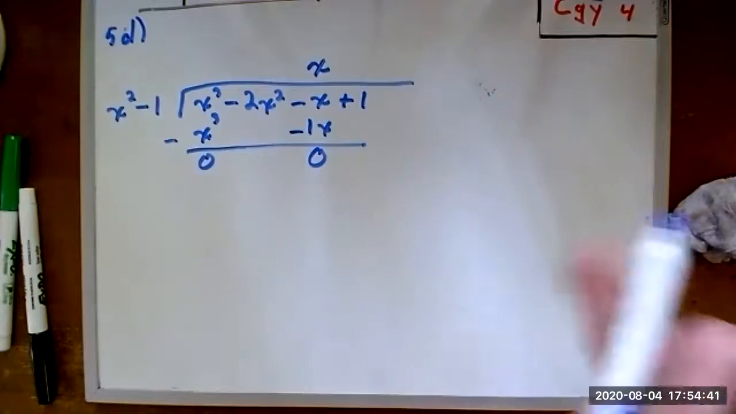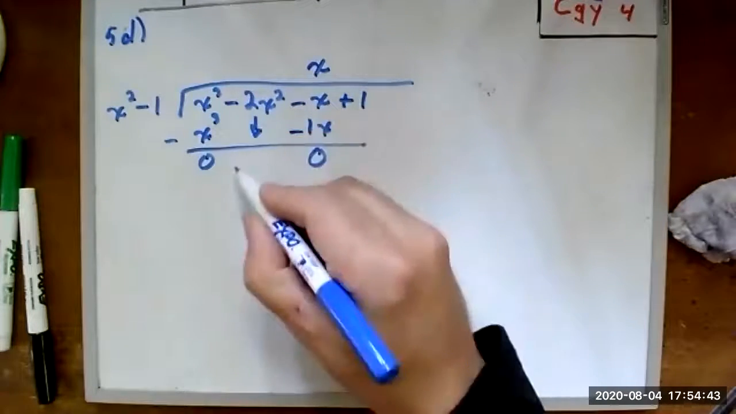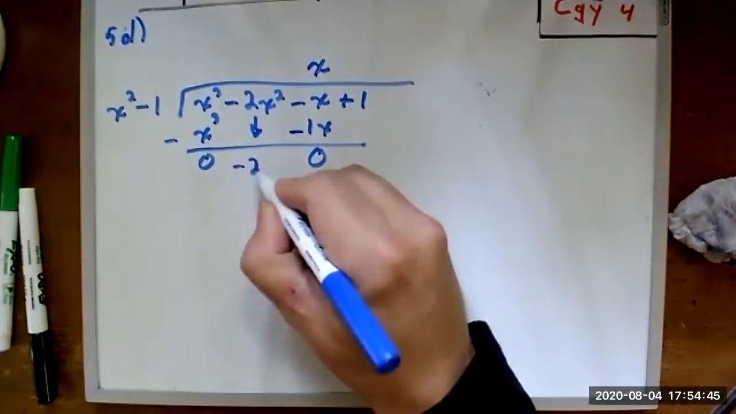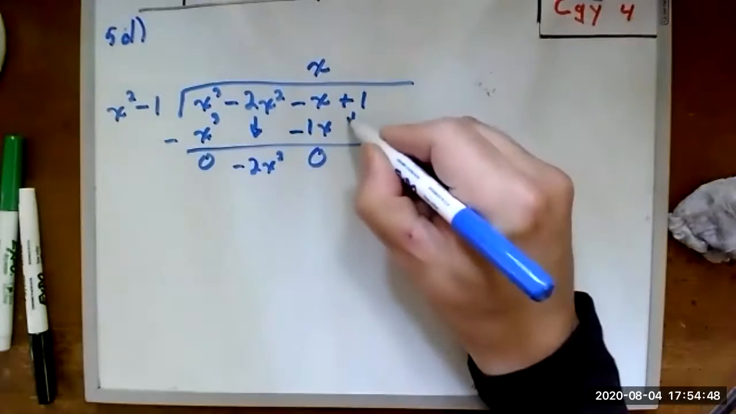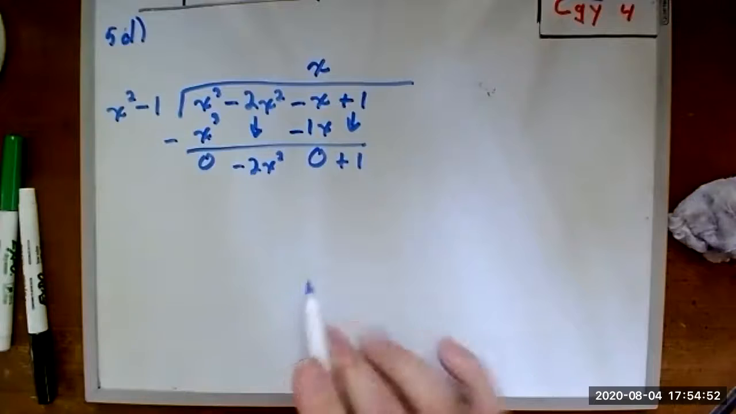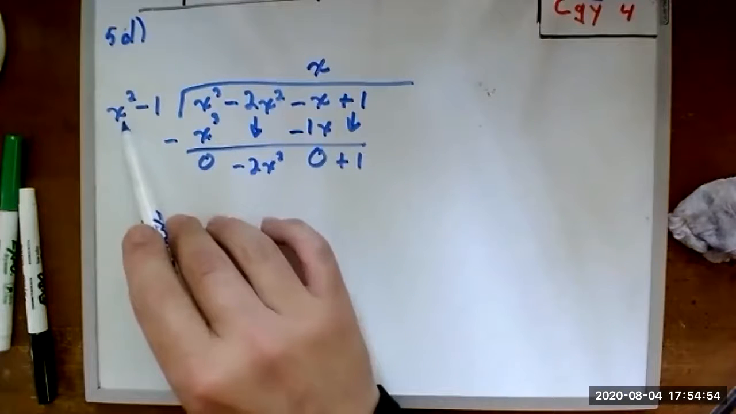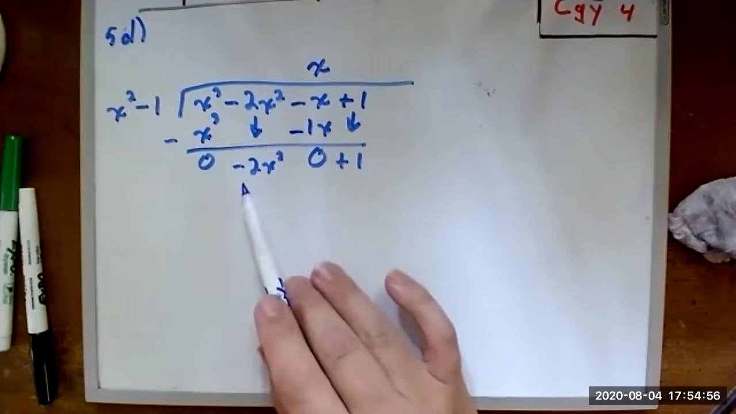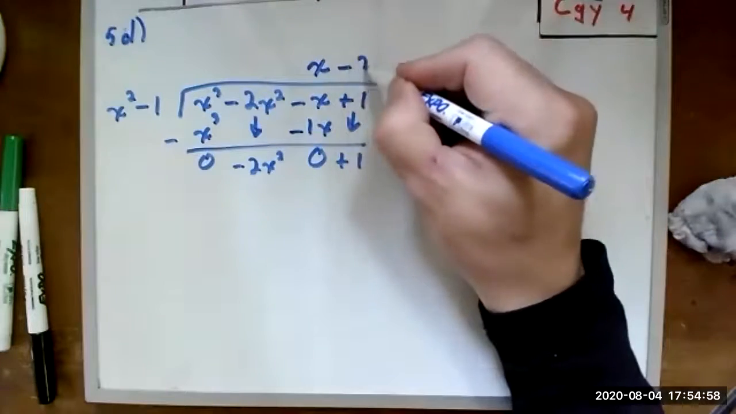And when we subtract, that's going to go to 0. Interestingly, that's also going to go to 0. Okay? Nobody needs to panic. We just bring down the next thing in line. And when I do that, I end up with 2x squared. And I can also bring down this plus 1.